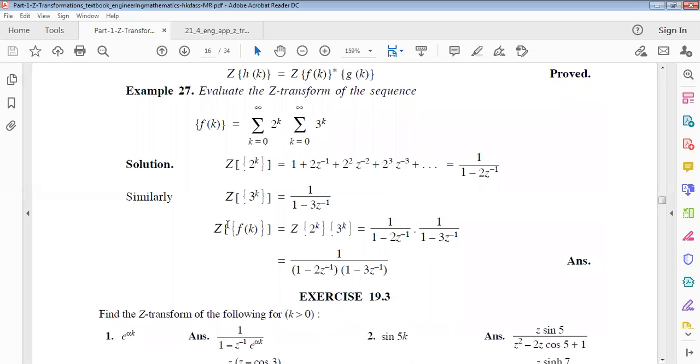Now the Z transformation of f of k will be the Z transformation of these two individual series, by the convolution theorem. This is the product of the two Z transformations individually: this is the Z transformation of 2 to the power k, and this is the Z transformation of 3 to the power k. Just taking the multiplication we get this. This is the actual result.